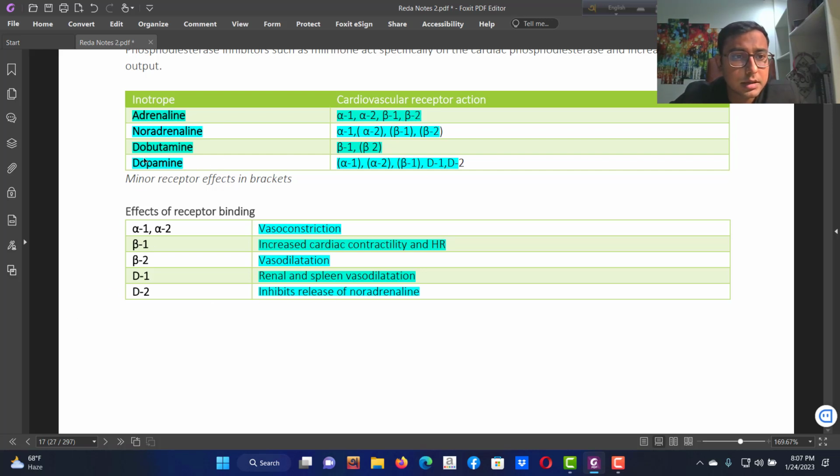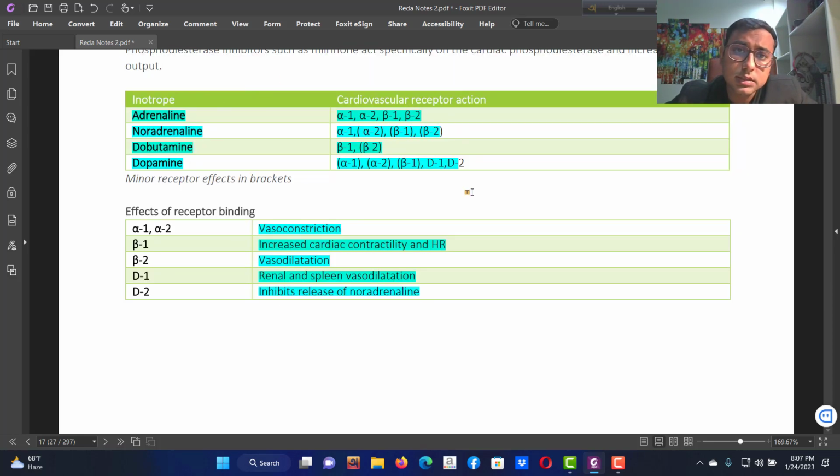So dopamine must not be used for septic shock, but it is used in cardiogenic shock, where the heart muscle is weak. In that case, cardiac contractility must be supported, so dopamine or dobutamine is usually used. Okay.